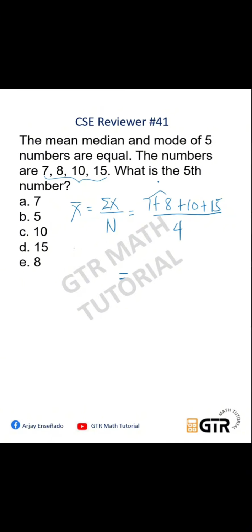7 plus 8, so this is 15, and then plus 15, that is equal to 30 plus 10. So we have 40. 40 divided by 4, that is equal to 10. The correct answer is letter C, 10.